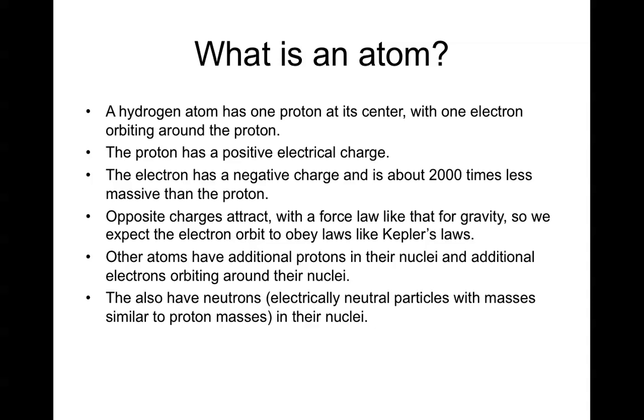Since opposite charges attract with a force that goes as 1 over r squared, like the law for gravity, we expect that the electron orbit would obey laws like Kepler's laws. Other atoms have additional protons in their nuclei and additional electrons orbiting around their nuclei as well, making the case a little more complex. They also have neutrons, which are electrically neutral particles with masses similar to the proton masses in their nucleus, and this has a small but measurable effect on the structure of the atom.